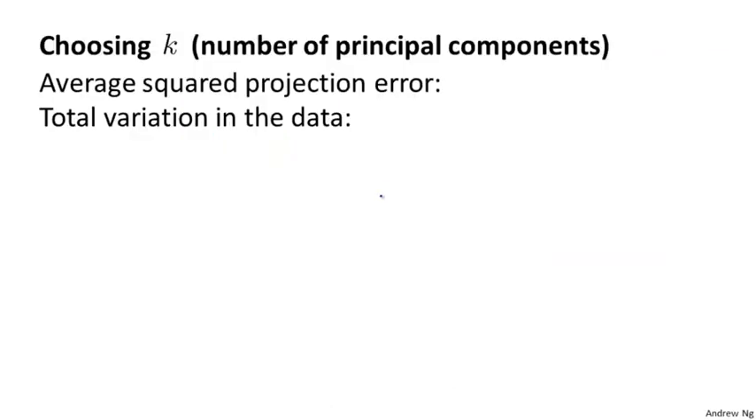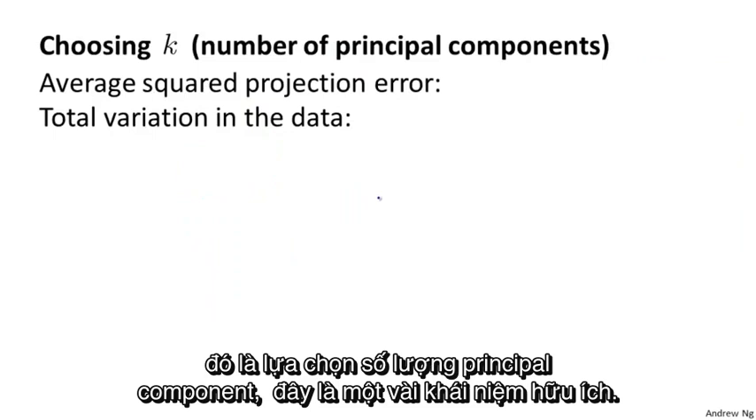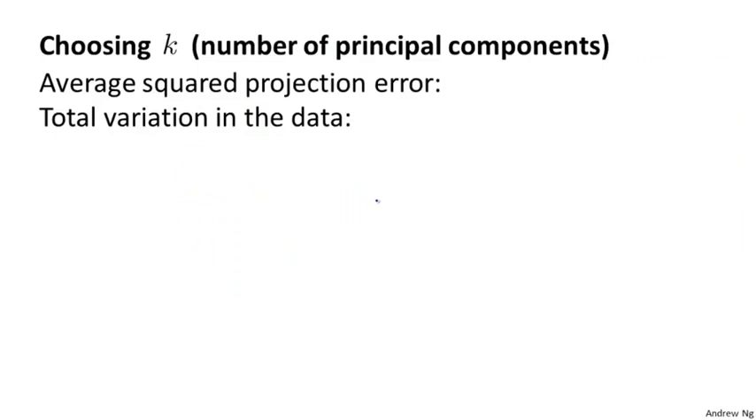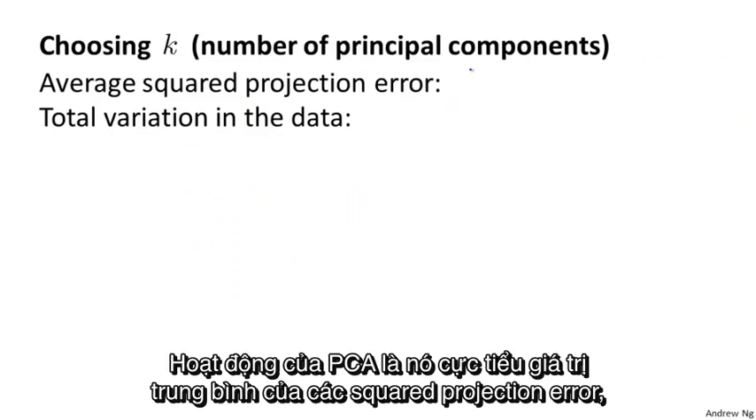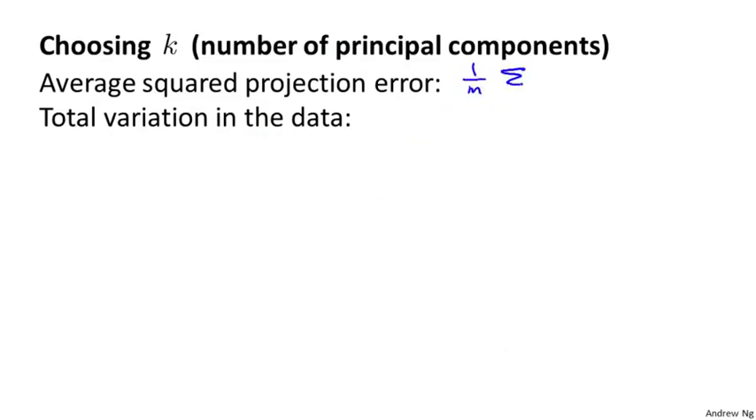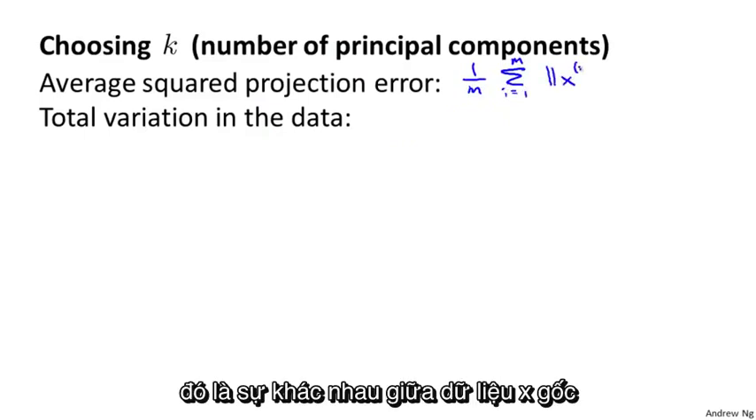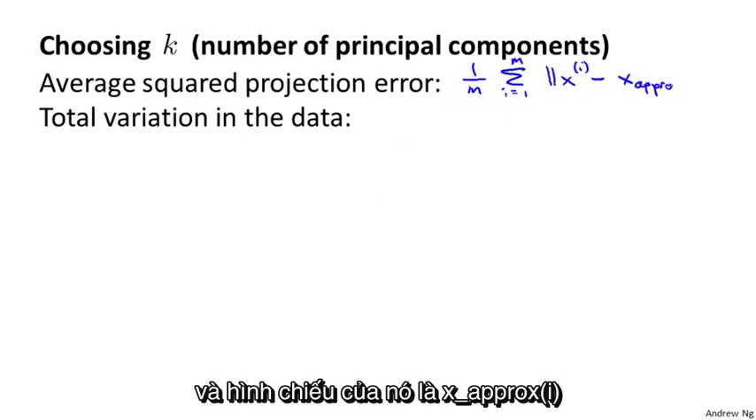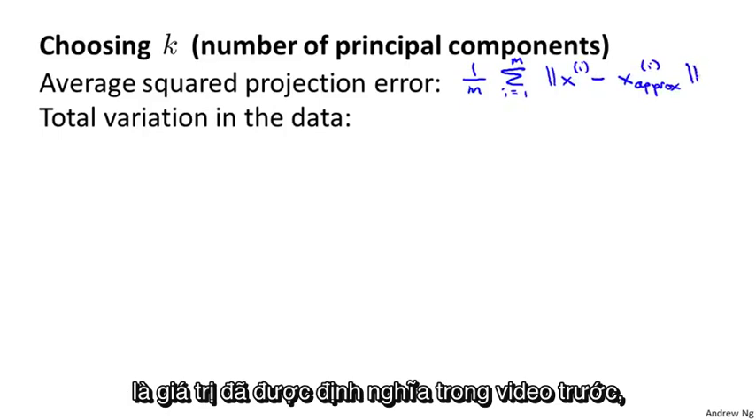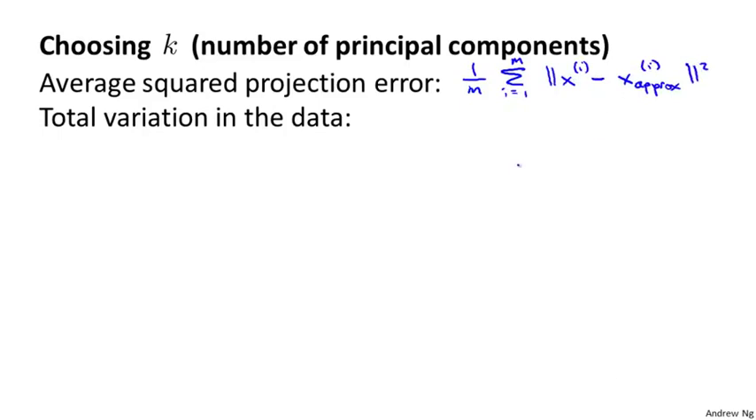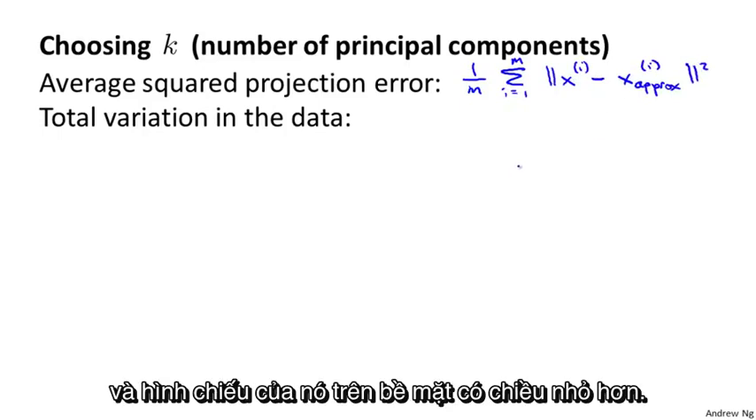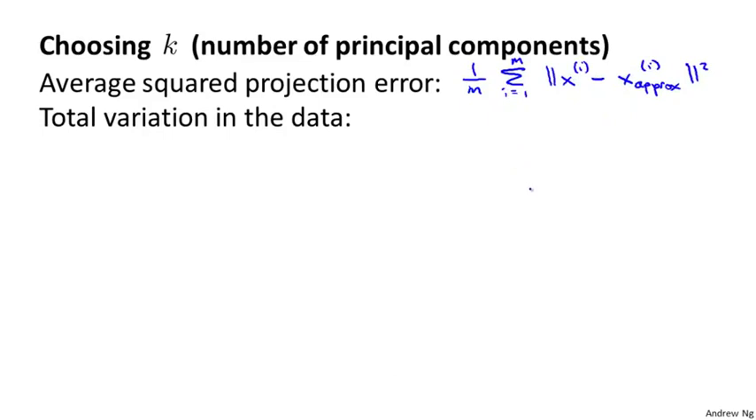In order to choose k, that is, to choose the number of principal components, here are a couple useful concepts. What PCA tries to do is minimize the average square projection error. So it tries to minimize this quantity, which is the difference between the original data x and the projected version x approx i, which was defined in the last video. So it tries to minimize the square distance between x and its projection onto that lower dimensional surface. So that's the average square projection error.